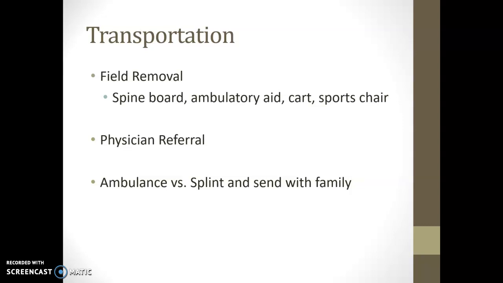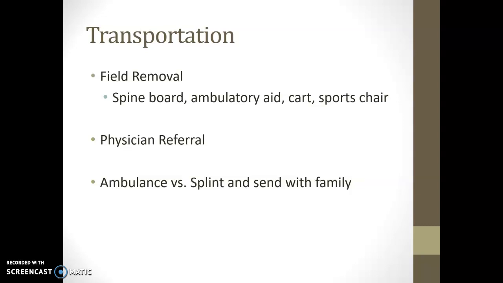And then there's always the debate of, is this an emergency where we need an ambulance? Or is this something more mild and less severe that we can splint and send them with their family? Lots of times, fans, parents, spectators, or even coaches want to automatically call 911. But if it's not life-threatening, we shouldn't be doing that.